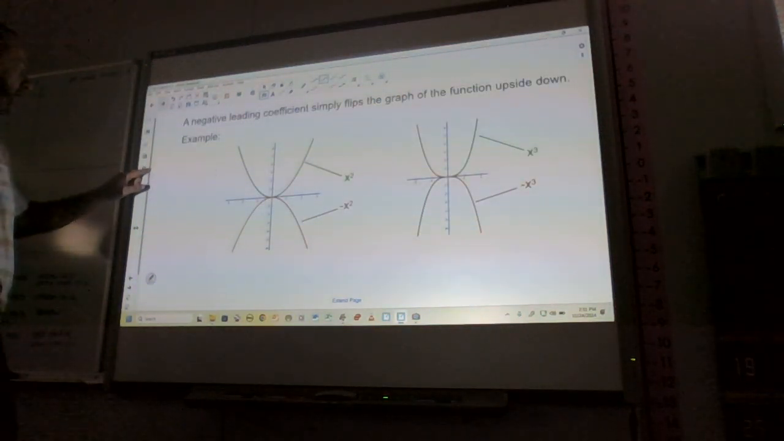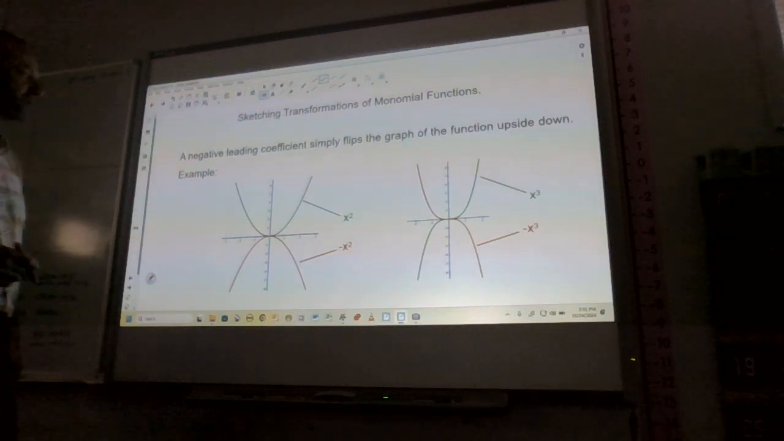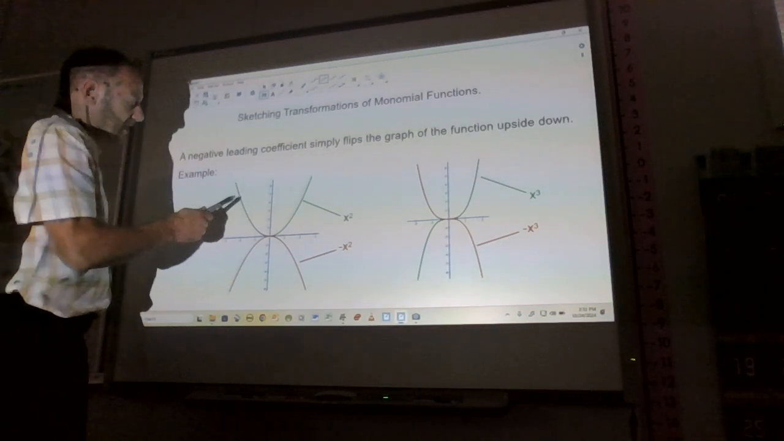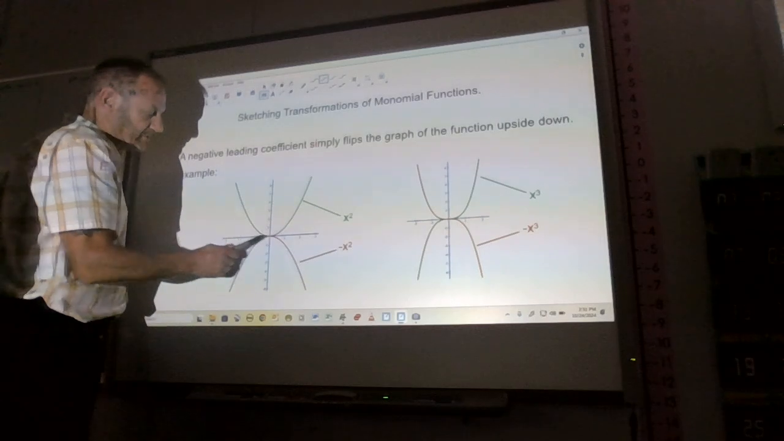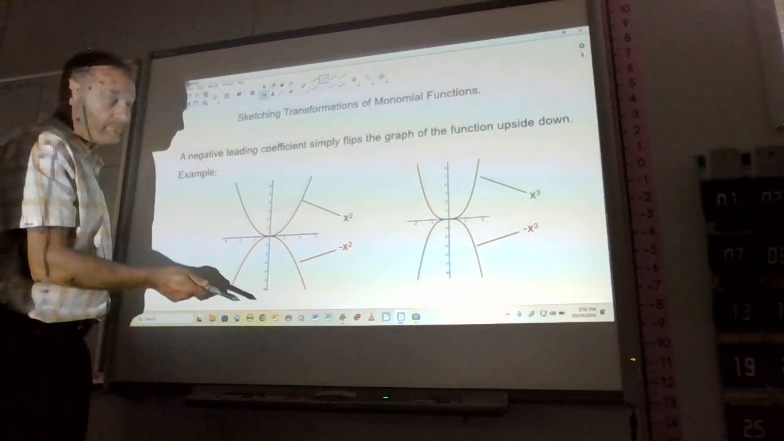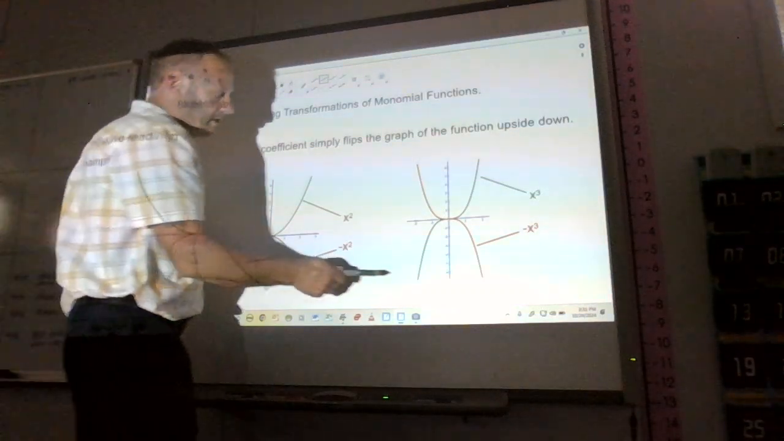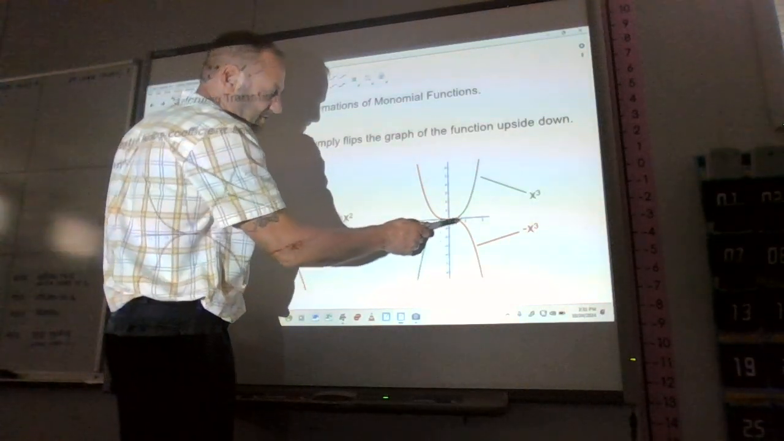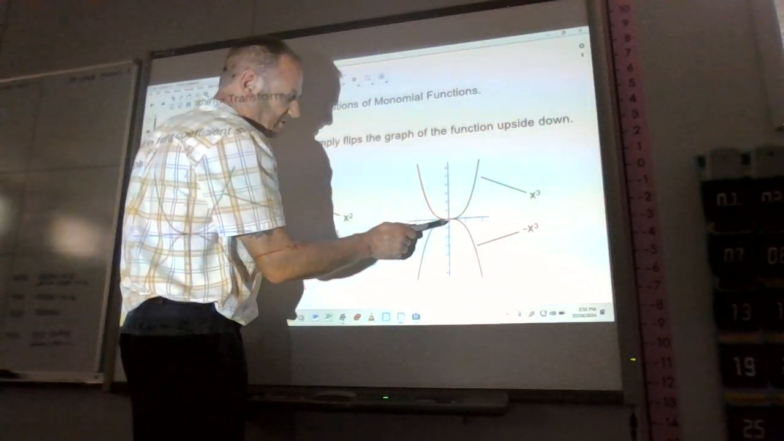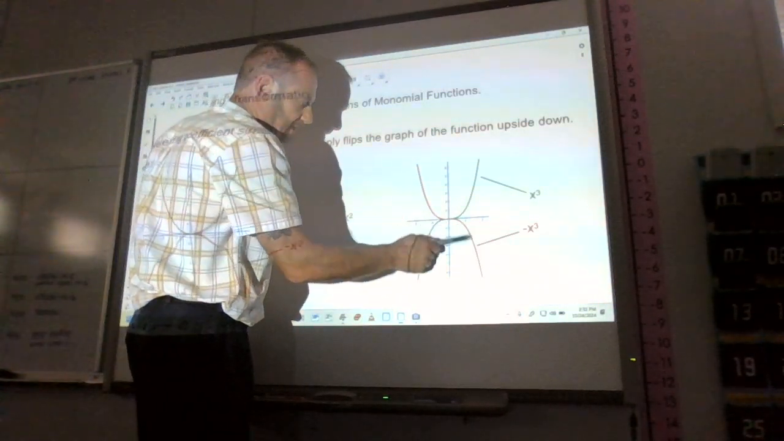Now, what do different things do, transformations? Well, you can have a negative leading coefficient. That just takes a figure and flips it upside down. So in this case, I've got x squared as the green one here, and if I make it negative x squared, it just flips it upside down. Over here, this is x cubed, the green one. It goes like this, and negative x cubed just takes the green one and flips it upside down, so it now goes like this.